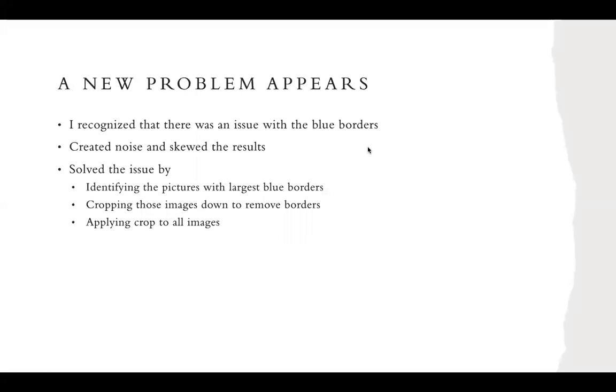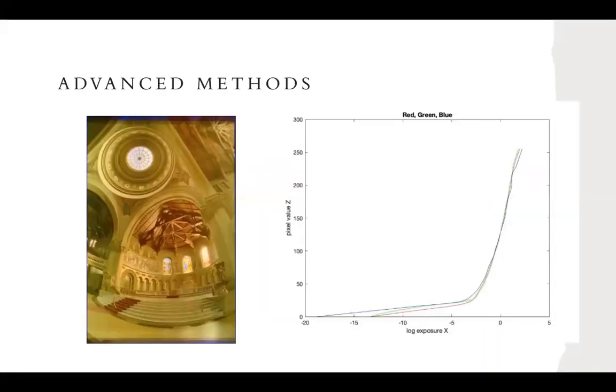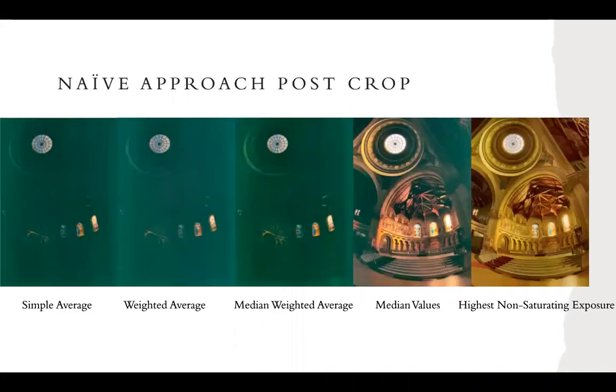And I realized that there's an issue with the blue borders here. It's creating a lot of noise and skewing the results. And as you can see, even the advanced method produces something that's really suboptimal. It still has those artifacts in the top left and bottom. So I solved this by identifying the pictures with the largest blue borders, cropping those images down to remove the borders, and then applying that crop to all the images.